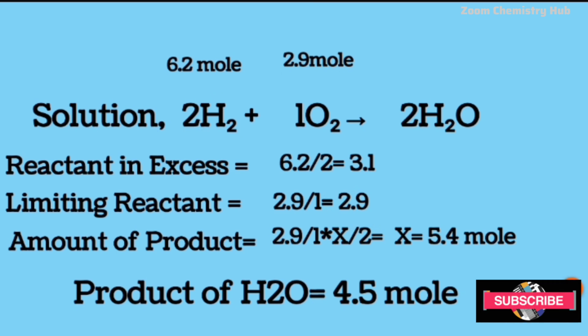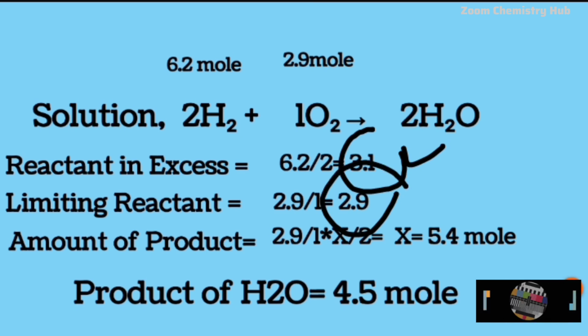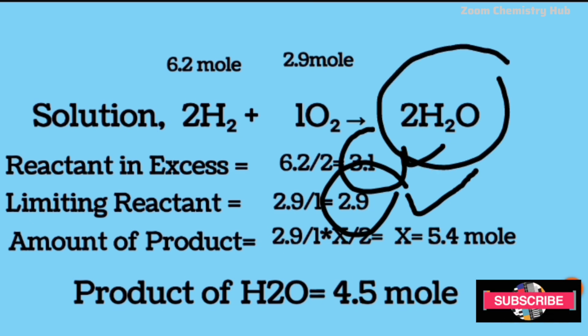So by seeing these two values, that is the number of moles of H2 are 3.1 and the number of moles of oxygen are 2.9, we know that the smaller number of moles is responsible for the product formation, or the limiting reactant, which controls the formation of the product. So here the limiting reactant is oxygen, which controls the product formation.